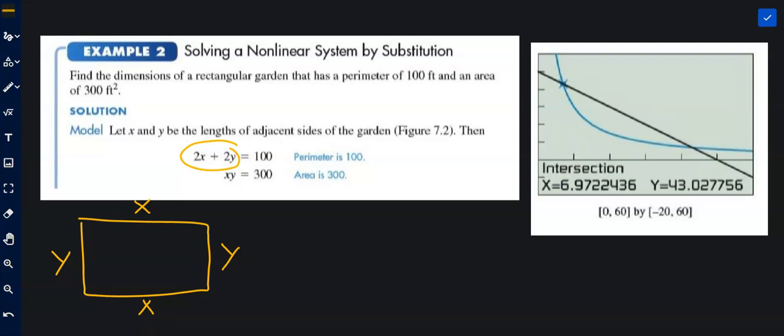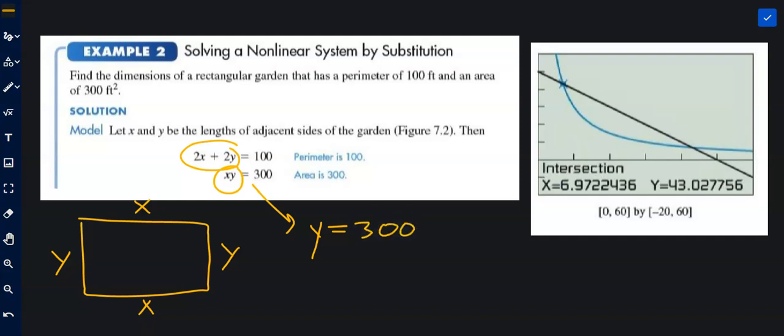They would like the area to be 300 square feet. We know that we do length times width for the area. This would be a good time for substitution. I know, you're asking, how do we do substitution? Why don't you take that second equation and solve for y? What do you get?